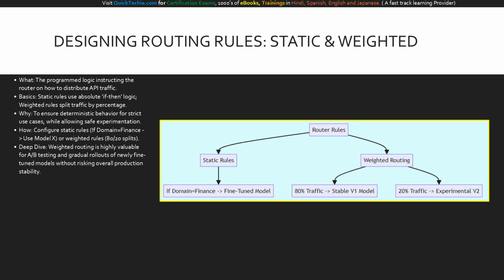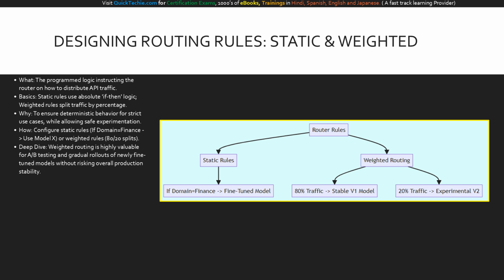In a deep dive, let's discuss weighted routing. Weighted routing allows you to distribute traffic across multiple models by percentage. This is incredibly useful for A/B testing or executing a gradual rollout of a newly fine-tuned model. By sending 80% of traffic to your stable model and 20% to your experimental one, you can safely evaluate performance without risking the entire production workload.